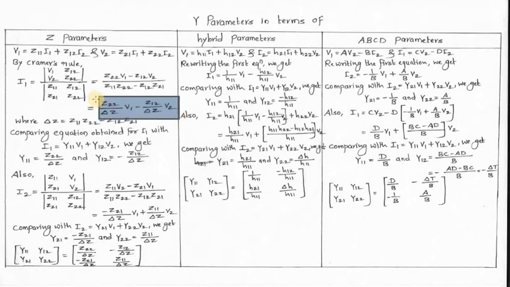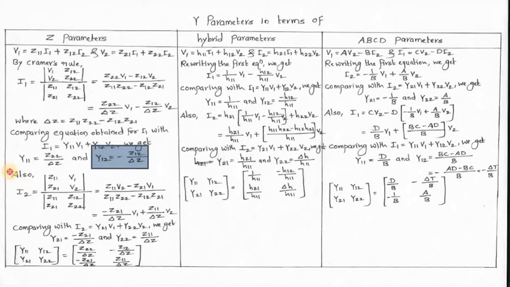So here we clearly know that if I1 is defined in terms of V1 and V2, it means that this term must be representing y11 and this term, minus z12 upon delta z, must be representing y12. So look at this carefully. If I compare this equation with the expression I1 is equal to y11 V1 plus y12 V2, as I said, we define y11 as z22 by delta z and y12 as z12 by delta z with a negative sign.